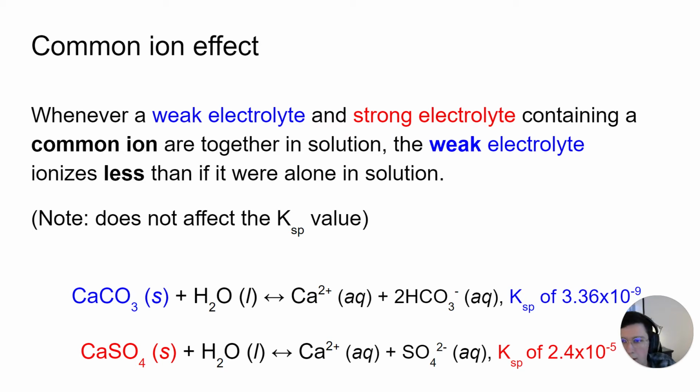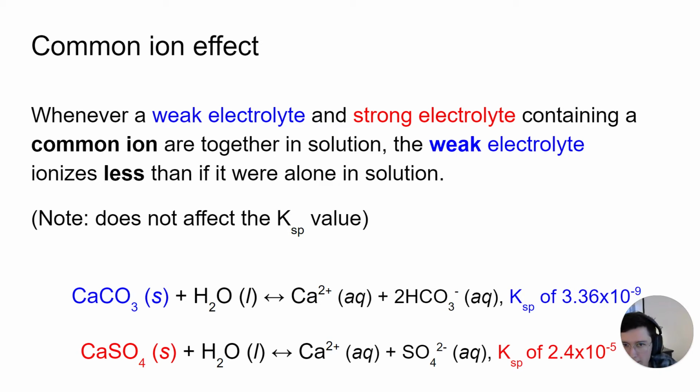So in blue here is calcite, everybody's favorite mineral, and we can see that it has a Ksp of 3.36 times 10 to the negative ninth. And then in red is gypsum, a similar mineral, and it has a Ksp of 2.4 times 10 to the negative fifth. So going from 10 to the negative ninth to 10 to the negative fifth, we can tell that gypsum is going to dissolve way more readily, orders of magnitude more readily than calcite.